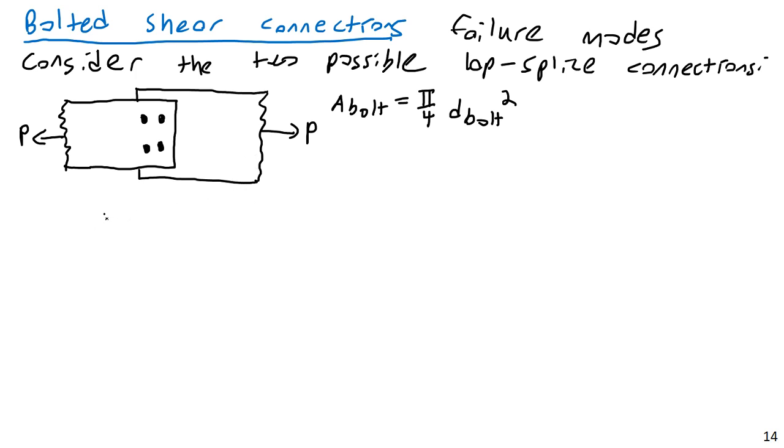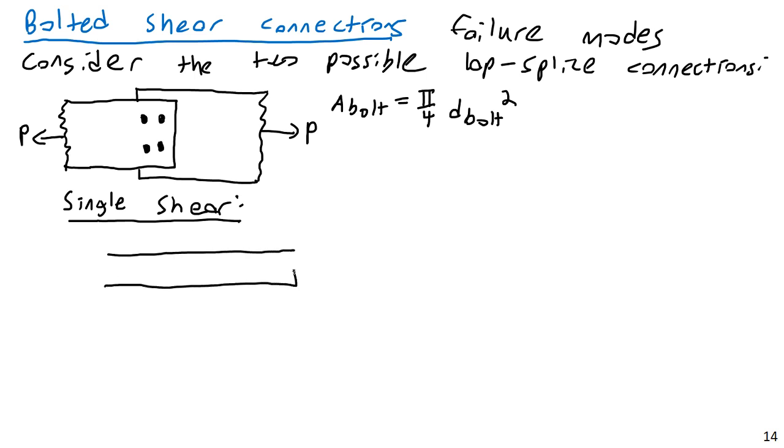Now, I'd like to look at two different possible cases, both single shear and double shear. Let us consider single shear. So let's look at this at a plane level, and see what kind of forces are present on different planes. So I have the one plate, and then I have the other plate. And this is being pulled on, P here. And then the other plate is being pulled on by force P as well.